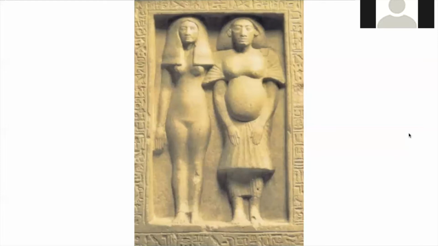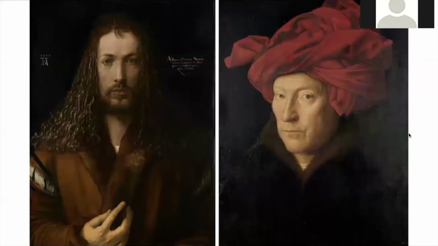Next slide. Now here we have two portraits, probably the earliest surviving painted self-portraits. On the right is one by the Flemish artist Jan van Eyck, executed in 1433, known as the Man in the Red Turban. The piercing gaze looking directly at the viewer is typical of self-portraits.